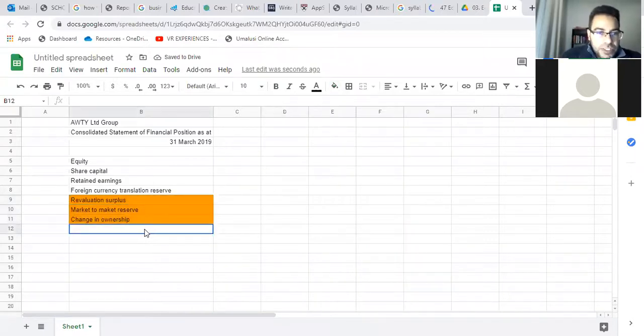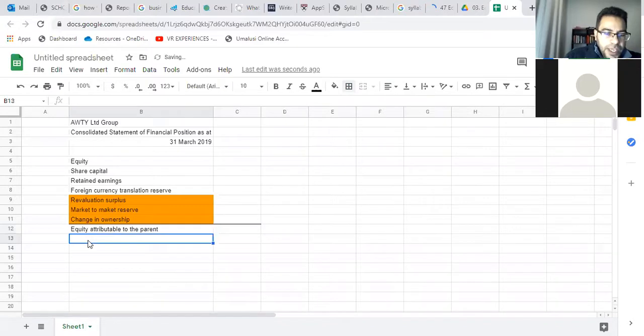Okay, so then this will give you equity attributable to the parent. Okay, and then we're going to have non-controlling interest.